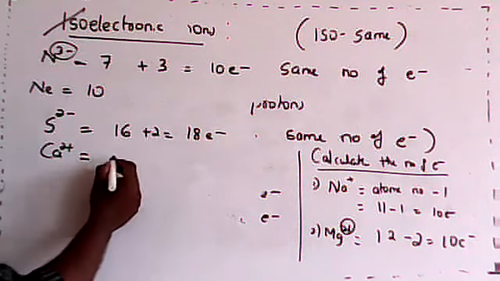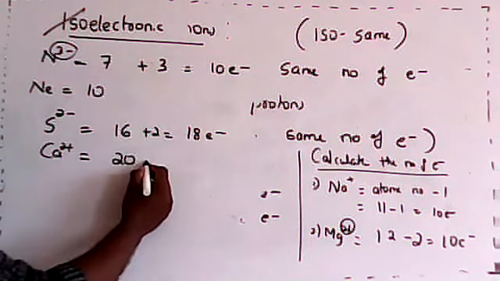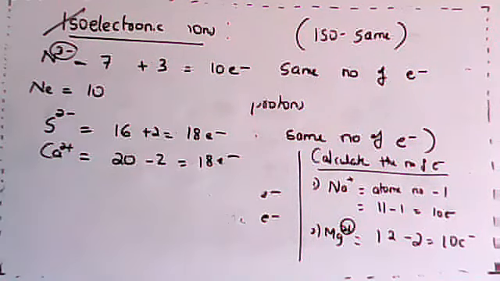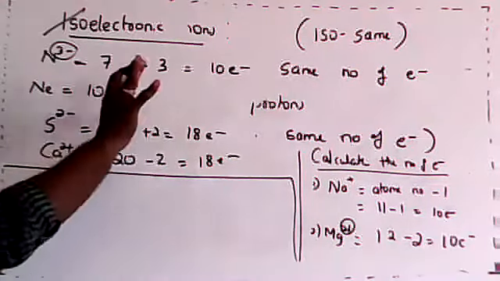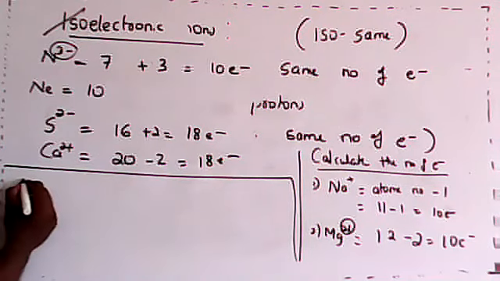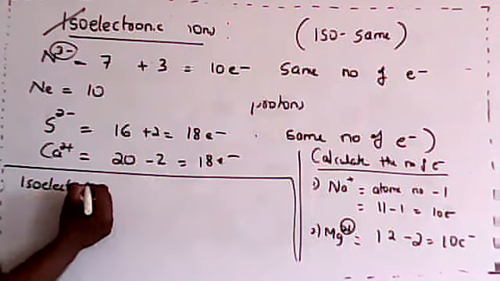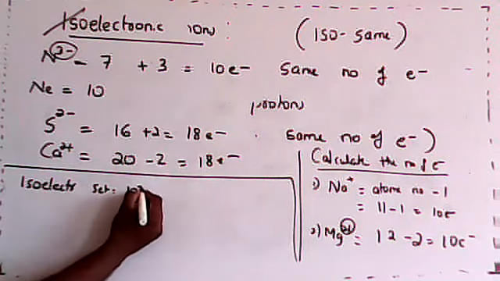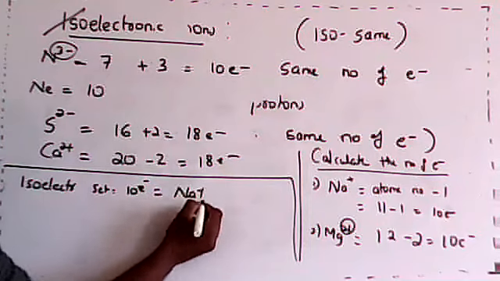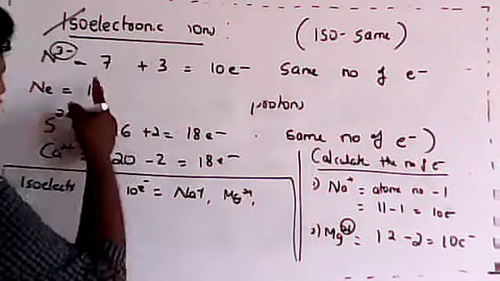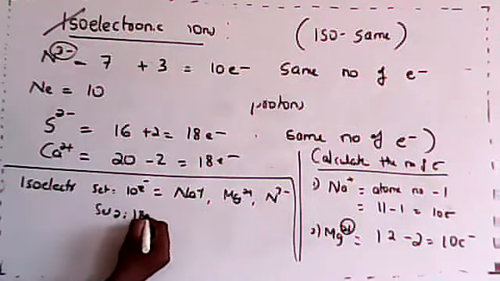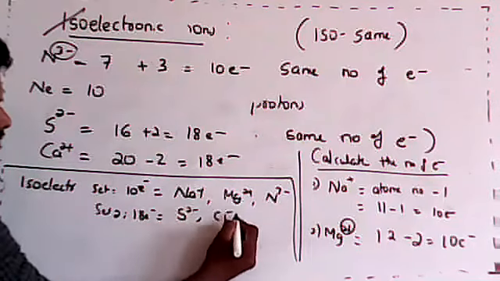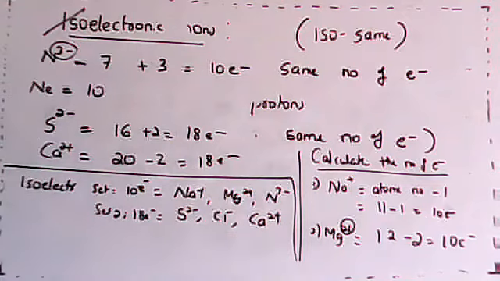Because Ca has an atomic number of 20, then minus 2, it is again 18 electrons. Okay, now we can understand what isoelectronic means. We can club the given things that we got. Isoelectronic set 1, which is having 10 electrons, would be Na plus, then Mg2 plus, then N3 minus. Got it? Set 2, which are having 18 electrons, would be S2 minus, Cl minus, and Ca2 plus. Got it? Because they were having 18 electrons.